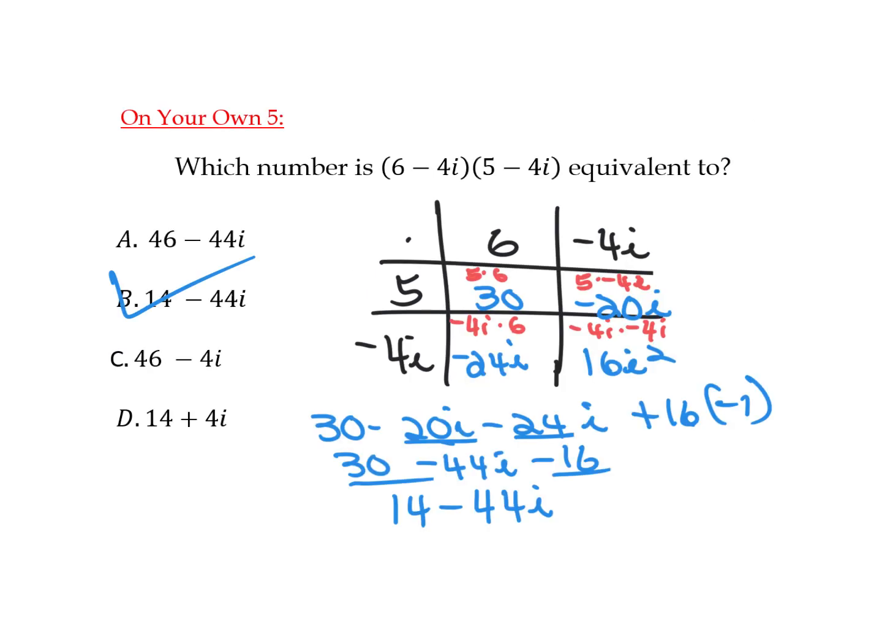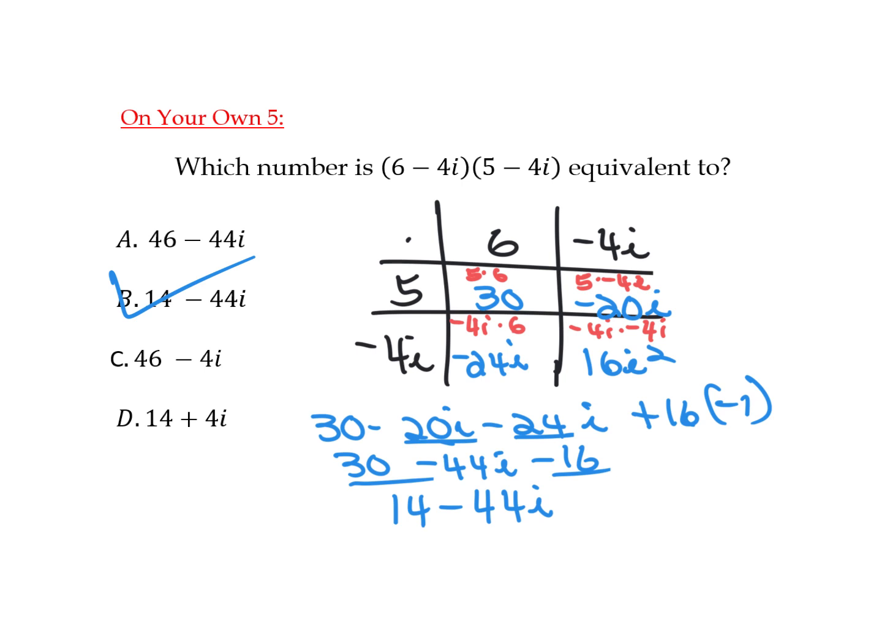All right, this one again, we're multiplying 2 complex numbers together, so I chose to do the box method. Again, you could do the full method. You can multiply using the distributive property, 6 times 5, 6 times negative 4i, negative 4i times 5, negative 4i times negative 4i, and then simplify.